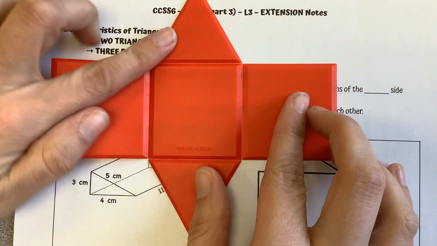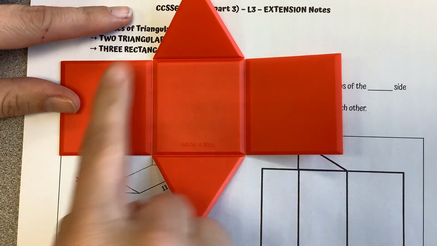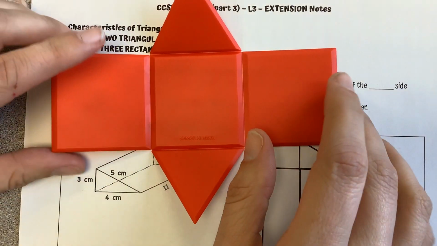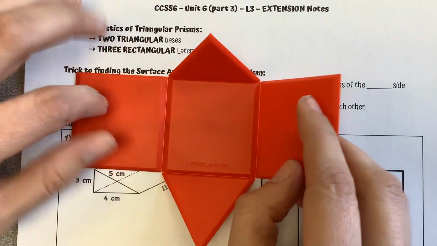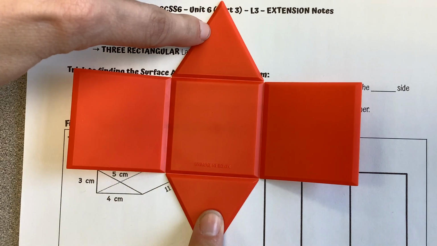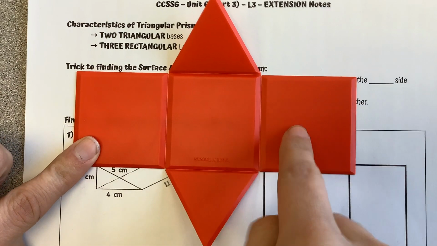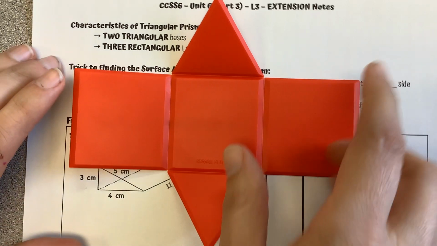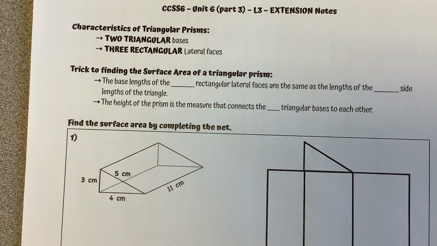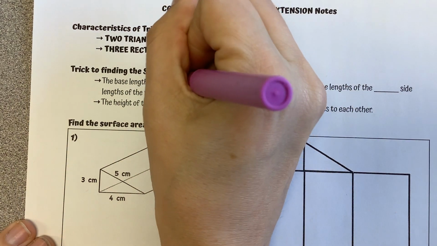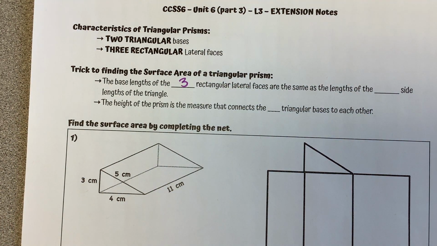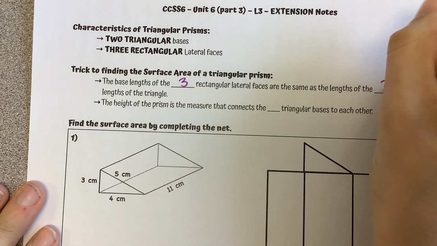So when I lay it out as a net, we have our two triangle bases. We have three lateral rectangular sides because those three sides connect to the three sides of the triangle. So two triangle bases because all prisms have two bases, three lateral rectangular sides because a triangle has three sides. Specifically, when we are finding the surface area of a triangular prism, we are going to find the base length of the three rectangular lateral faces, and they are the same as the lengths of the three sides.